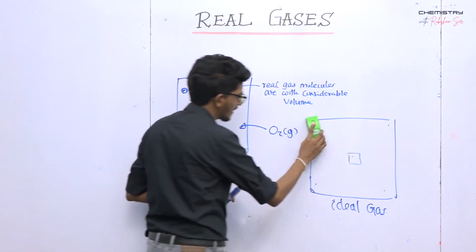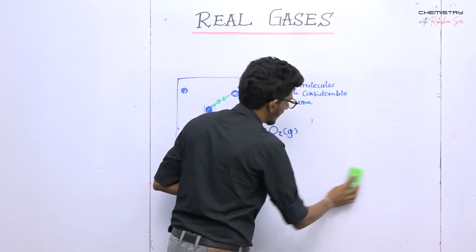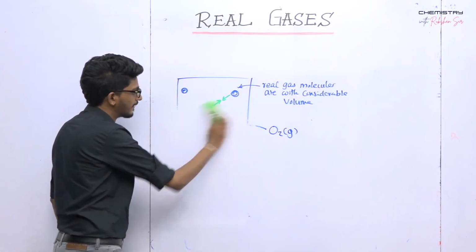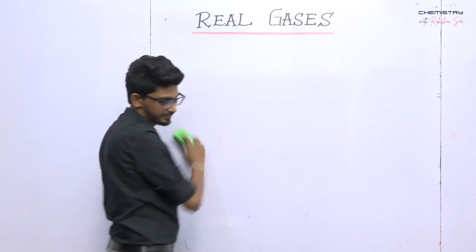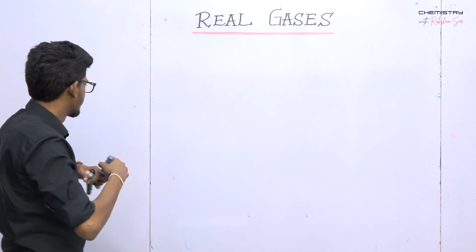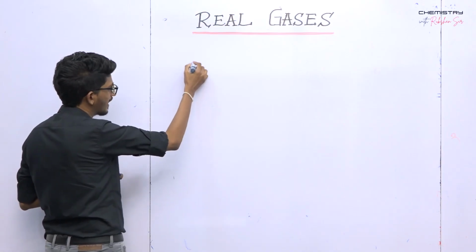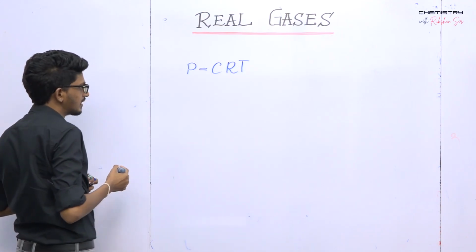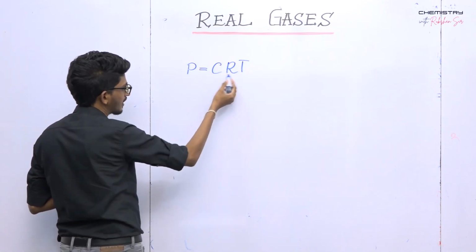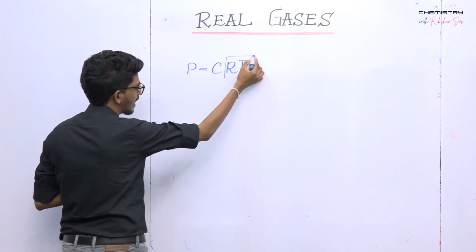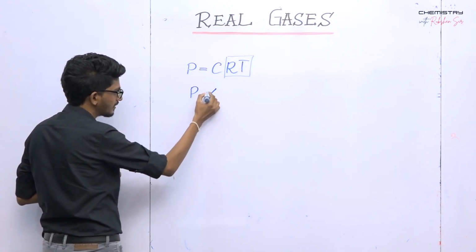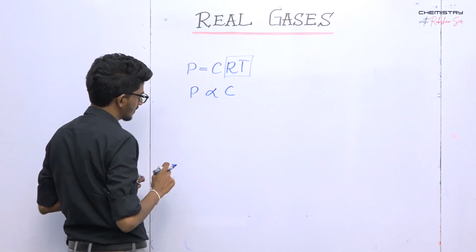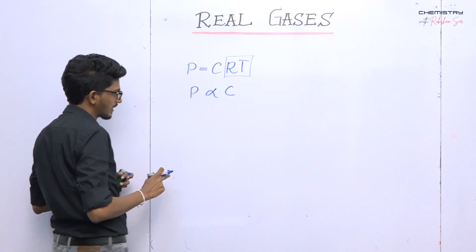It is like this. Let's consider first the low pressure and high pressure situations. So we know for gases, P is equal to CRT. That means if you are considering a constant temperature, R is always a constant, so P is proportional to C. This means pressure is a measure of concentration.